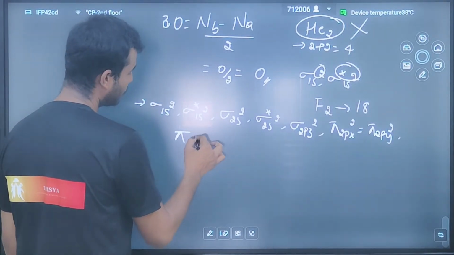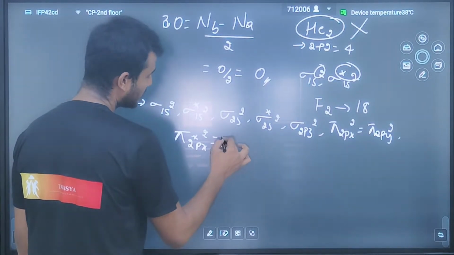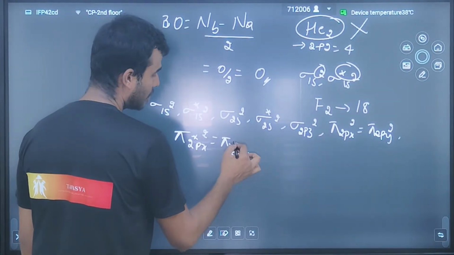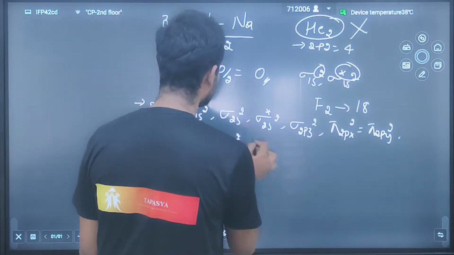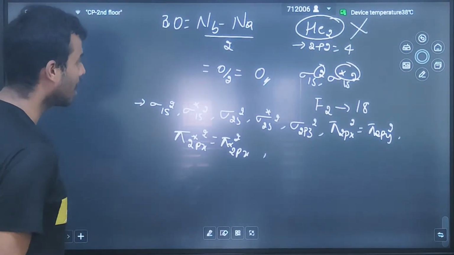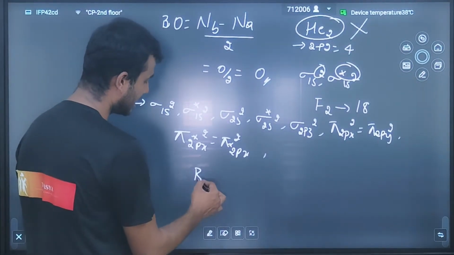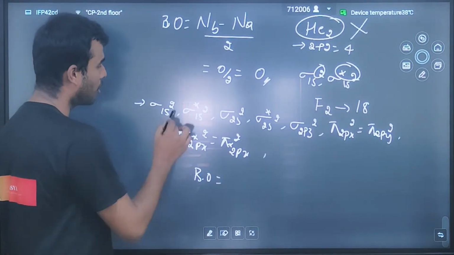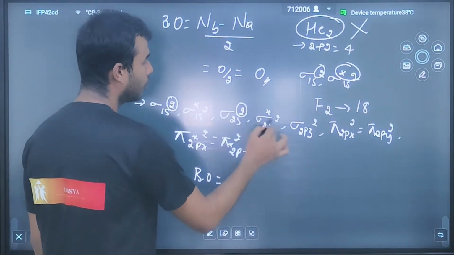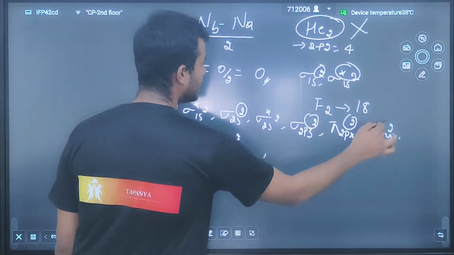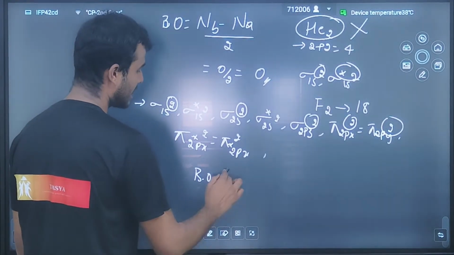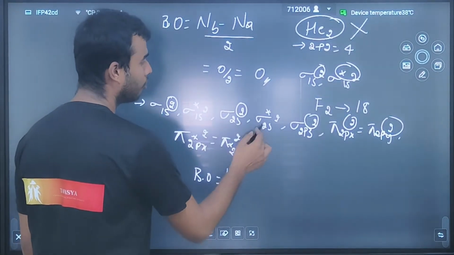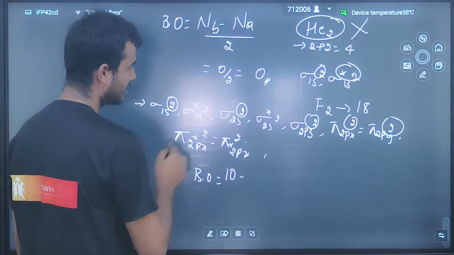Then pi star 2px squared, pi star 2py squared. How much is done? 2, 4, 6, 8, 10, 12, 14, 16, 18. Okay, now count. How many bonding electrons are there? In the case of bonding, 2, 4, 6, 8, 10. 10 is there. Correct. Antibonding: minus 2, 4, 6, 8 is there.